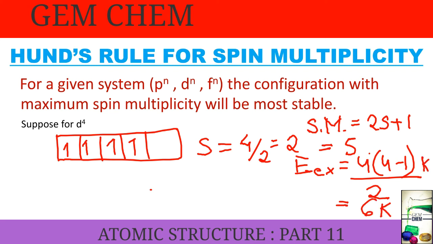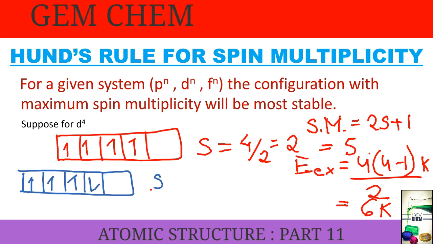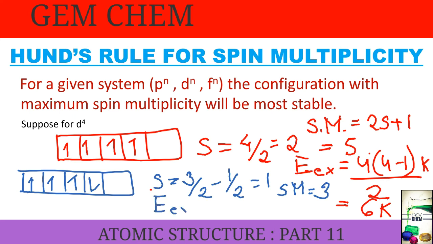Whereas if we take a second configuration, we can take 3 electrons in the up direction and 1 in the down direction. So the spin will be 3 into half minus half, which equals 1. Spin multiplicity in this case will be 3, and the exchange energy will be 3 into 2 by 2 plus 1 into 0, so the value comes to 3K.